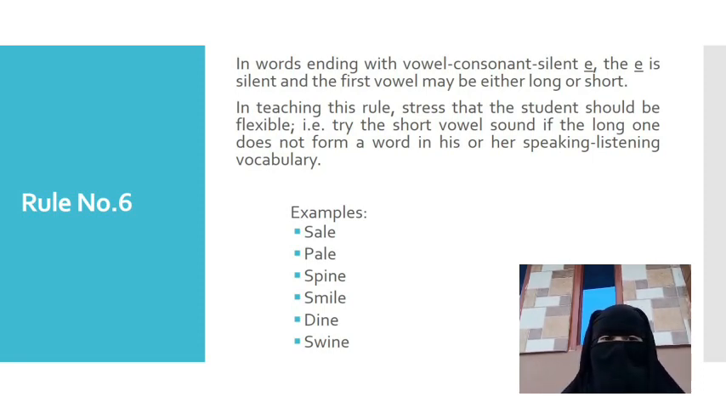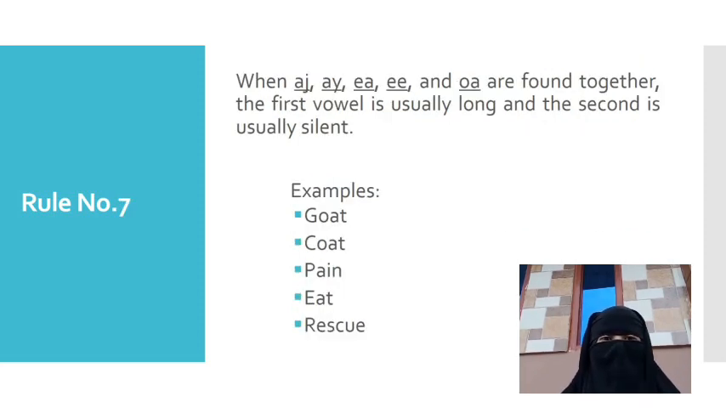In teaching this rule, stress that the students should be flexible. Try the short vowel sound if the long one does not form a word in his or her speaking and listening vocabulary. It has been demonstrated that students who are taught to be flexible in attacking words when applying rules such as this become more adept at using word attack skills than those who are not taught this flexibility. So let's move on to rule number 7.